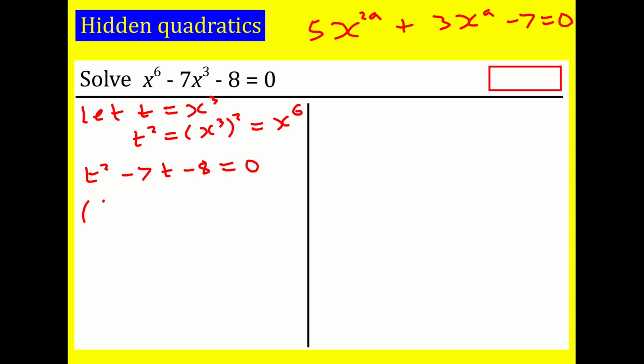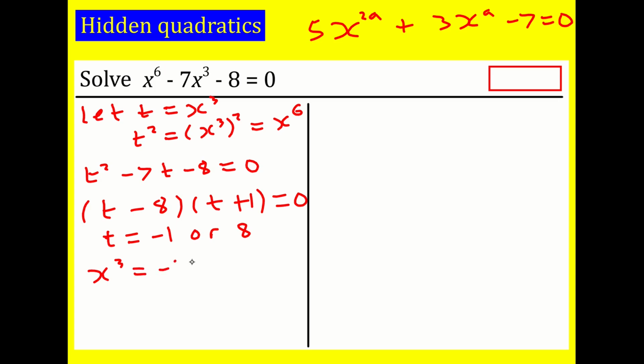So we can solve it from here, because this is going to factorize to (t minus 8)(t plus 1) equals 0. So t is equal to minus 1 or 8. We're not done, because we have to then substitute back in for our original unknown, which was x. So x cubed equals minus 1 or 8. And we need to take the cube root. So the cube root of minus 1 is minus 1, because if you do minus 1 times minus 1 times minus 1, you get minus 1, or 2 in this case. That is our answer.